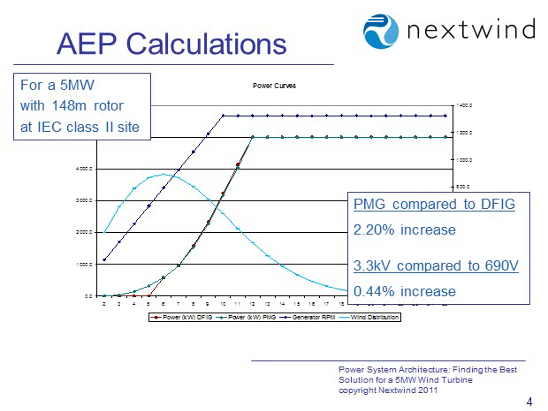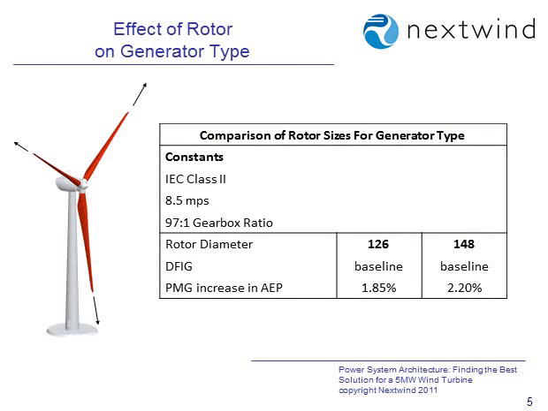So you have some results here. There's a little bit more than a 2% increase at the same site when you use a permanent magnet configuration compared to doubly fed. And there's a small increase when you use a medium voltage compared to a low voltage. It also depends a little bit on some of the constants in the turbine and in the site.